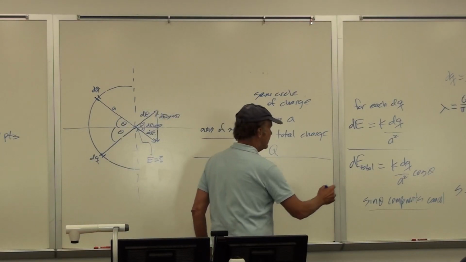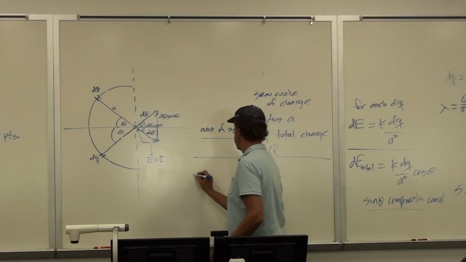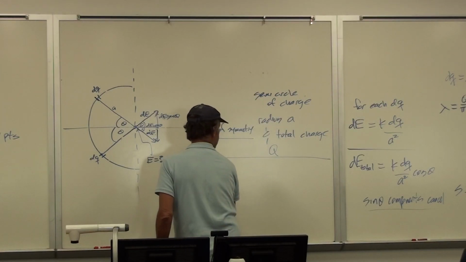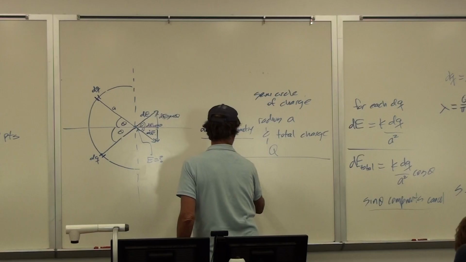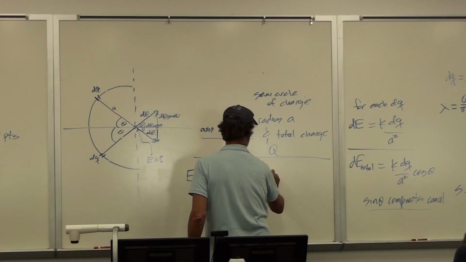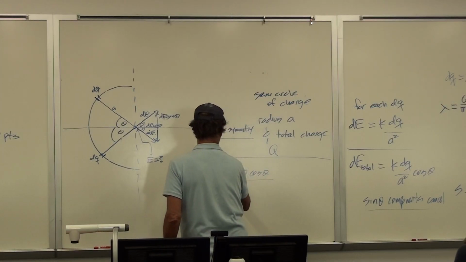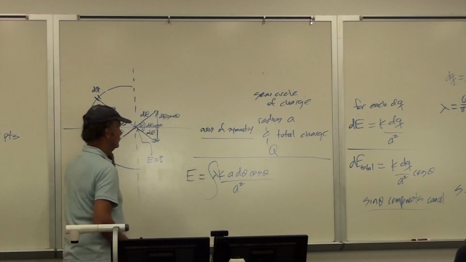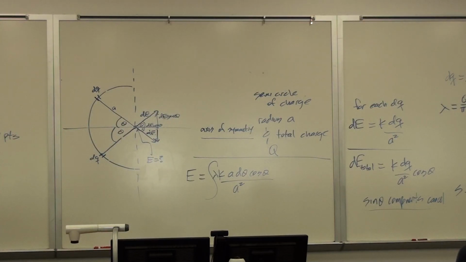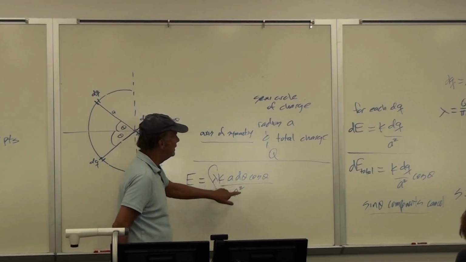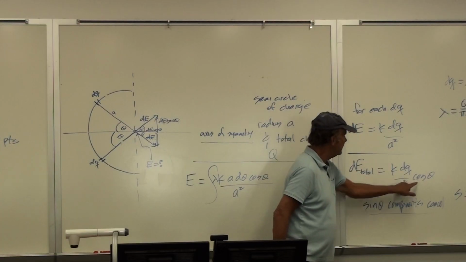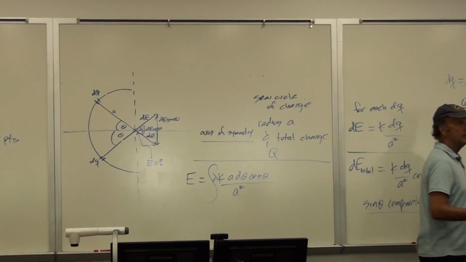Okay, so dE total then looks like this. And so therefore, E is going to be the integral of k a d theta cosine theta over a squared times lambda. Does everybody see where that came from? We have lambda a d theta as my dq. Here's my lambda a d theta. Here's my k. Here's my cosine theta. The r isn't changing, so we can keep that constant.